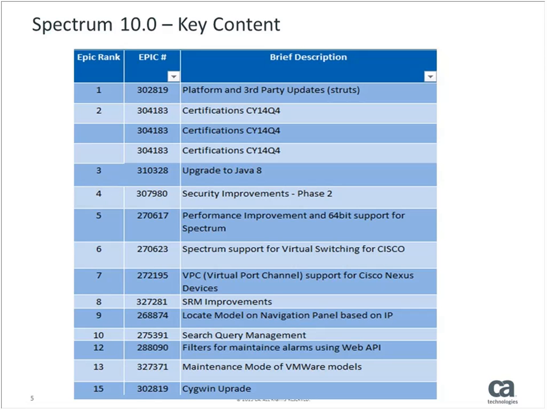Nothing surprising here. As I said, we have touched upon these topics over the last few months. I picked up our internal tracking list from our requirement management tool and just pasted it here. These are the top key things that we are looking at from a Spectrum 10.0 content perspective: certifications, upgrade to Java 8, Spectrum 64-bit, obviously one of the more anticipated features with 10.0, and support for newer technologies like virtual switching and port channeling within Spectrum.